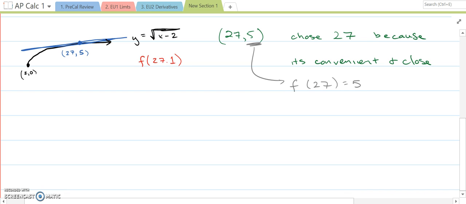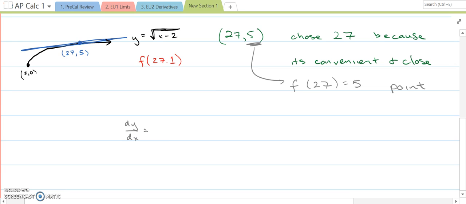So I chose 27 because it was convenient. I plugged it in, so now I have an actual point. The next step is I need to identify slope. And the slope comes from the derivative. Way back in the day, you learned how to deal with the square root for dy dx.